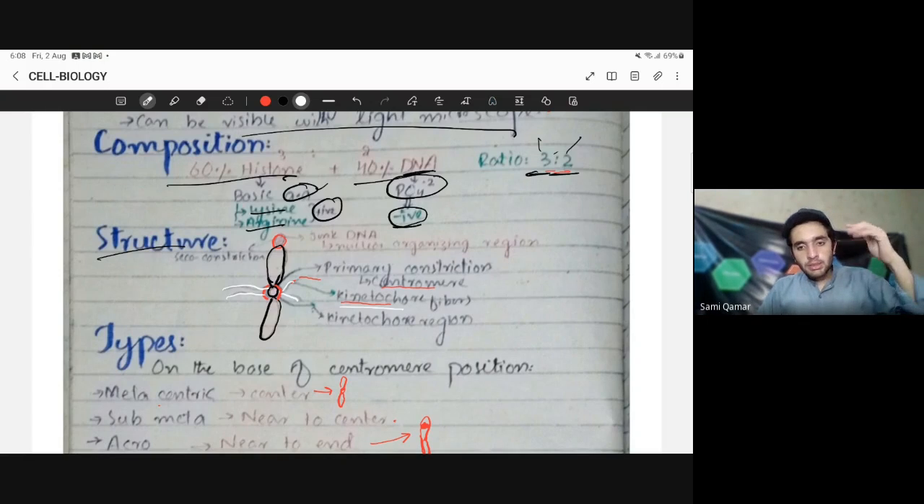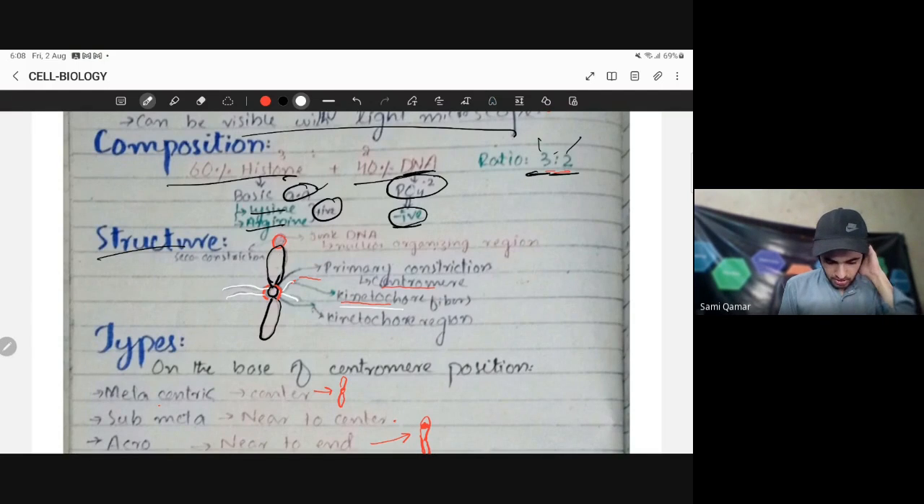Now those spindle fibers do not directly attach to this black region that we call the centromere. They first attach with these red fibers, the kinetochores, and then those kinetochore fibers will be attached with the centromere. I hope you are understanding this, because I have just given you a past paper question. So it means the spindle fiber does not attach directly with the centromere. Firstly they attach with the kinetochore. This is an important thing you have to know.